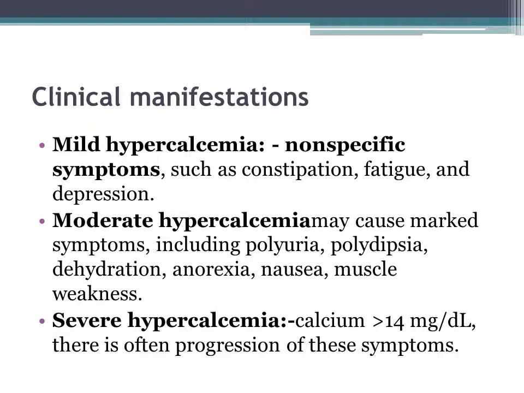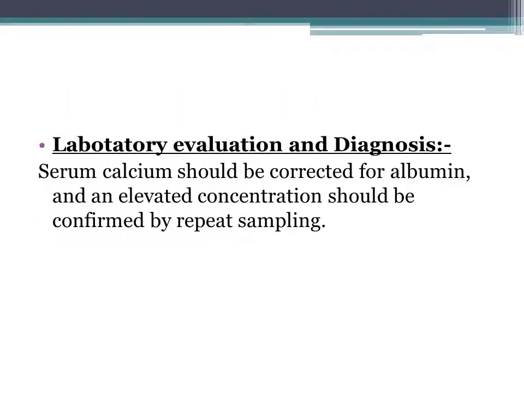In manifestations, as we said, primary hyperparathyroidism may be asymptomatic, or may have manifestations including the renal system, nervous system, and cardiovascular system. But in severe hypercalcemia, when calcium becomes above 14 mg per deciliter, there is often progression of these symptoms.